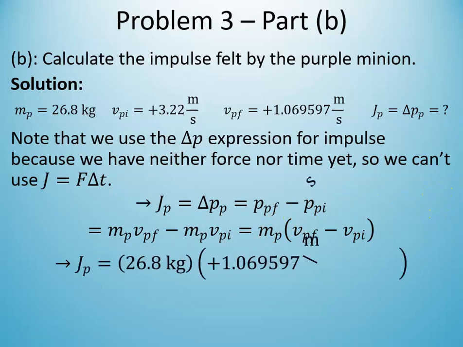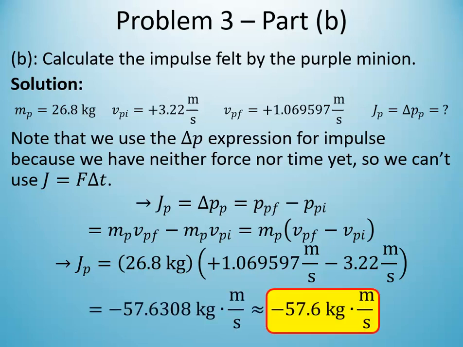And now, ready to plug in numbers. Notice I plugged in the non-rounded result. Of course, it's even farther than this in the calculator, but I gave more decimal places to indicate that it is a non-rounded result. And after all, we don't want to introduce any additional errors. And after doing this, we get that the impulse felt by the purple minion is negative 57.6 kilogram meters per second. If I go back to problem 2, you'll notice that this is a larger impulse than before.